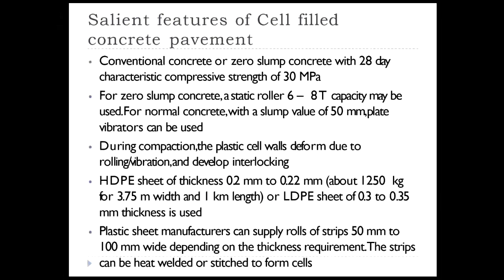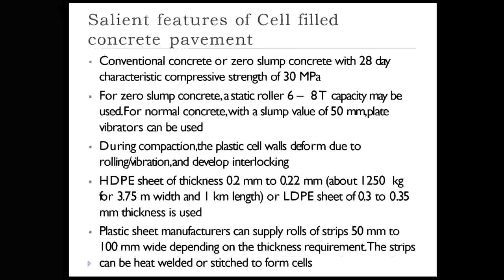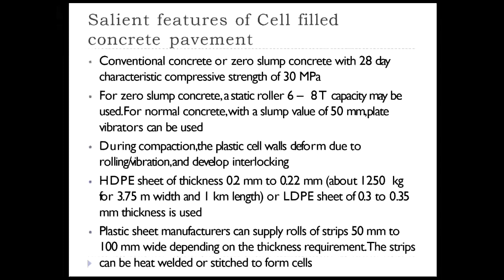And we tend to anchor the cells using steel bolts. Once you anchor this, you start filling the cells from one corner. So, if you use zero slump concrete, once these cells are filled with concrete, you can use a conventional static roller of 6 to 8 ton capacity for compaction.